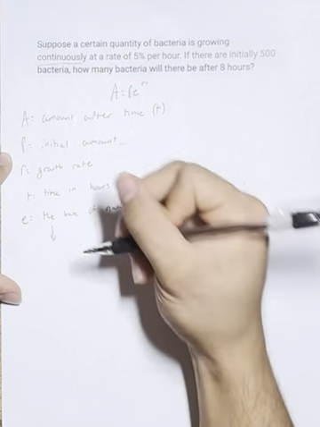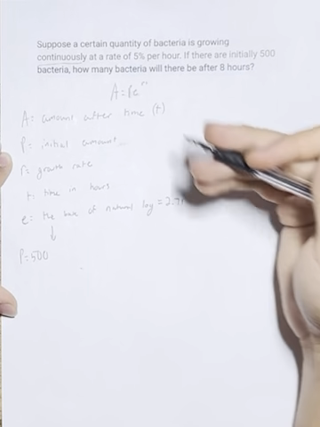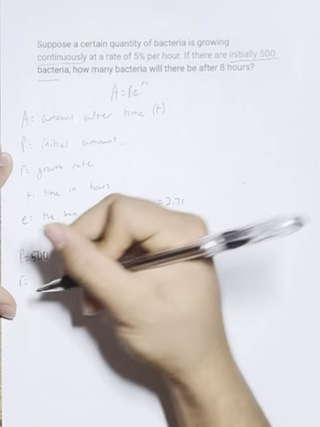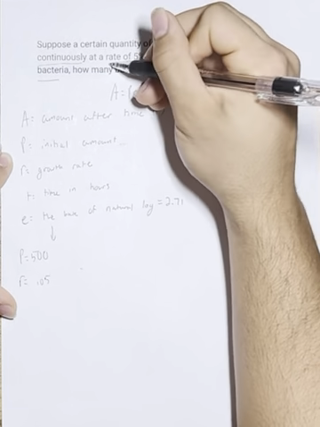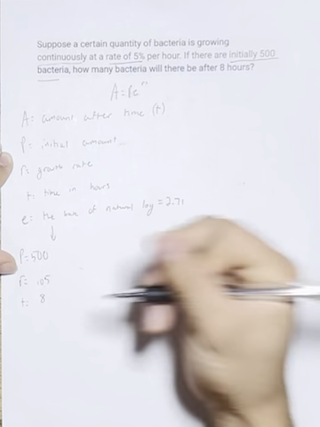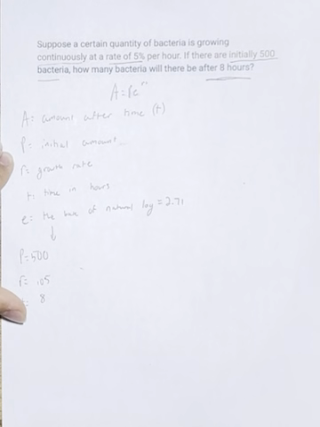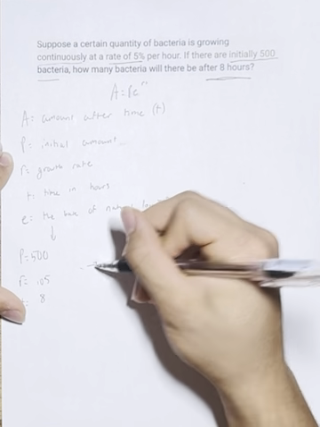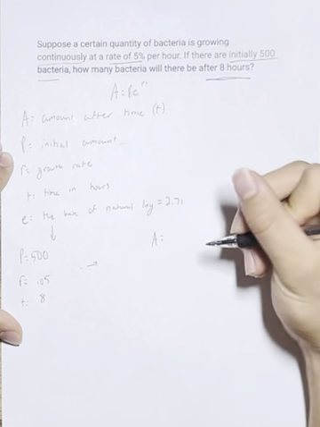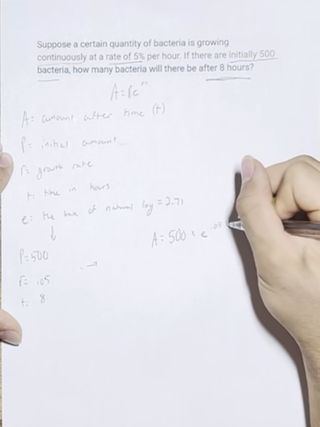So for this equation, we know that P equals 500, because as this is above, P is the initial amount, and there are initially 500 bacteria. R would equal 0.05, because that's the rate in this equation, 5%. T is just 8, because it says how many will there be after 8 hours. Now all you need to do is substitute into the A equals Pe^(rt) formula. So when I sub in, I get A equals 500 times e to the 0.05 times 8.